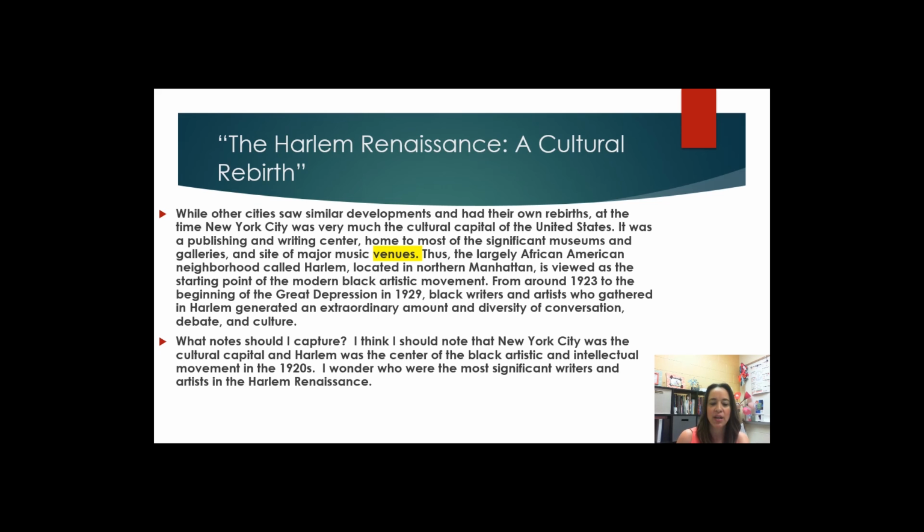What notes should I capture? I think I should note that New York City was the cultural capital and Harlem was the center of the Black artistic and intellectual movement in the 1920s. I wonder who were the most significant writers and artists in the Harlem Renaissance.